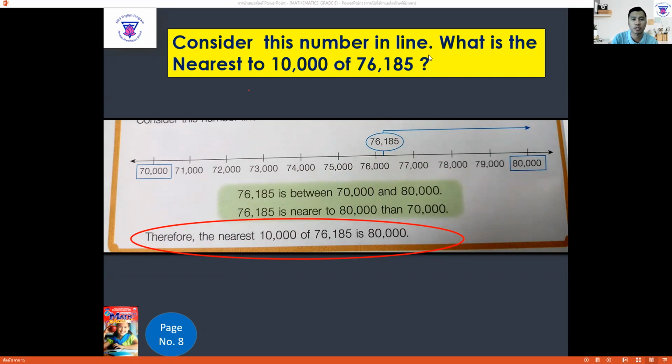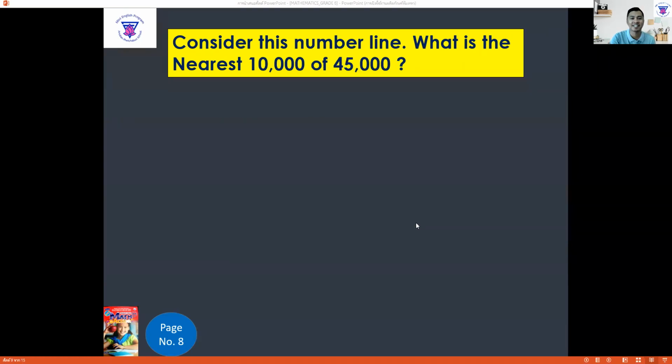Remember, student, look at the picture. The number in between 70,000 and 80,000 is 75,000. Okay, that is in the middle. But since we need to round only, or find the nearest 10,000 of this number, and since it's already written after 75,000, that means the nearest 10,000 of that number is 80,000. Okay, that's it. Hope you understand, student. All right, so next we have this one.